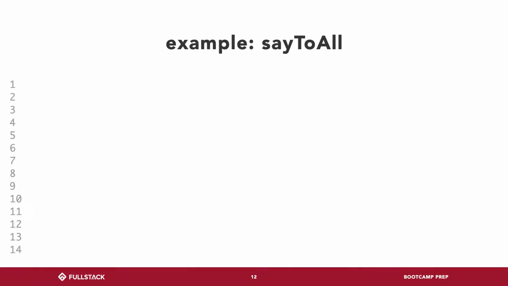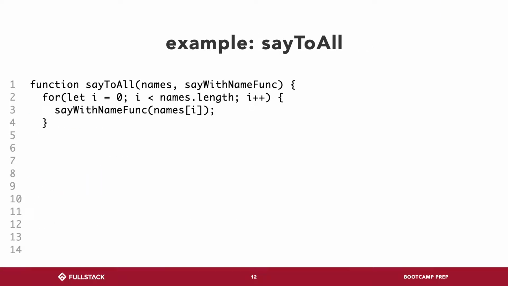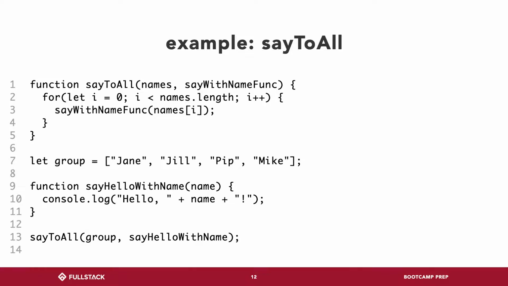So we did this. So let's look at what this is doing. Let's look at this example. So we have function say to all. You're defining this, right? And this function say to all is going to take names, a parameter, and it's going to take say with name func. So just by judging, not even looking at anything else, names is plural, so this is probably an array, right? This is not one value. This is going to be something that contains multiple values. So this is probably an array.